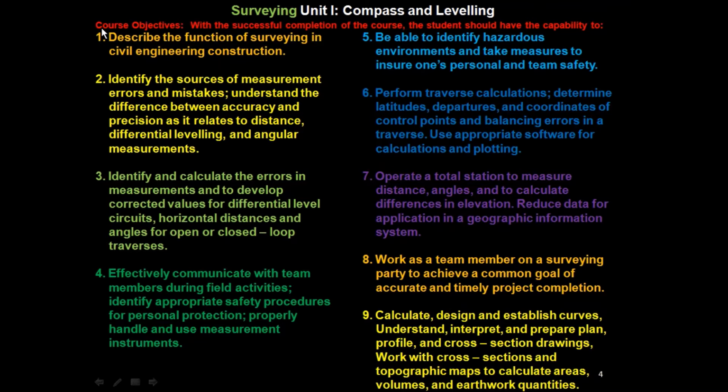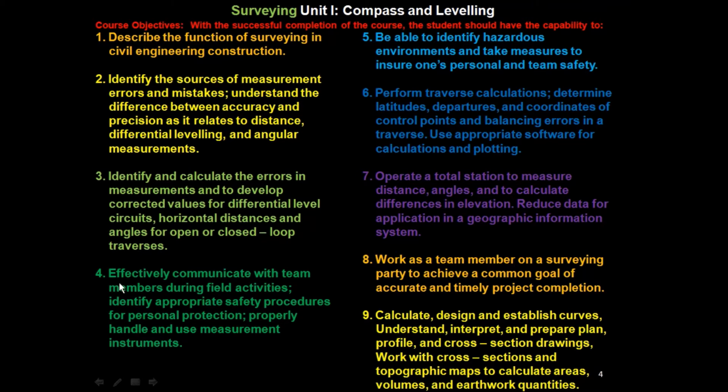Now we will see the course objectives. With the successful completion of the course, students should have the capability to describe the function of surveying in civil engineering construction. Next, identify the sources of measurement errors and mistakes. Understand the difference between accuracy and precision as it relates to distance, differential leveling, and angular measurements. Third course objective, identify and calculate the errors in measurements and develop corrected values for differential level circuits, horizontal distance and angles for open or closed loop traverse.